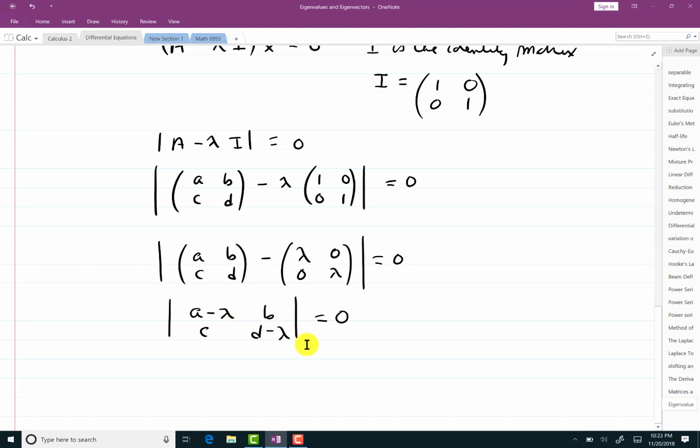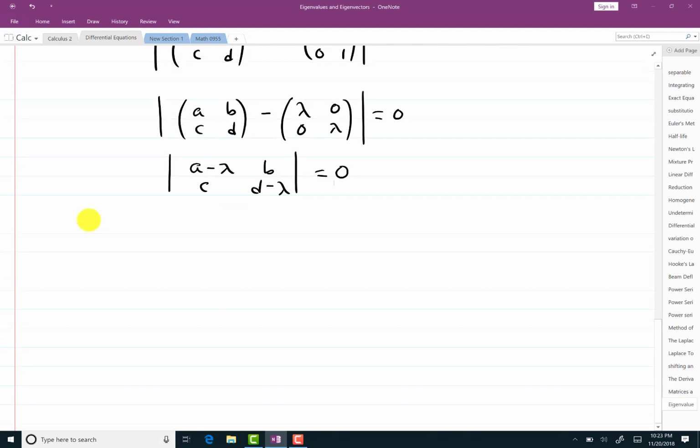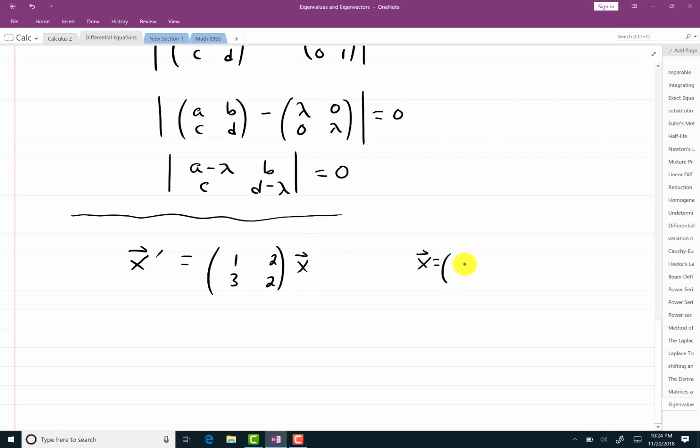And we're going to figure out what this number lambda is. So let's come back to our example. We have x arrow prime is equal to [1, 2; 3, 2] times x arrow. Remember, x arrow is probably something like this. It's a function of x, and it's a function of y. We'll typically drop the t and just write it as xy.